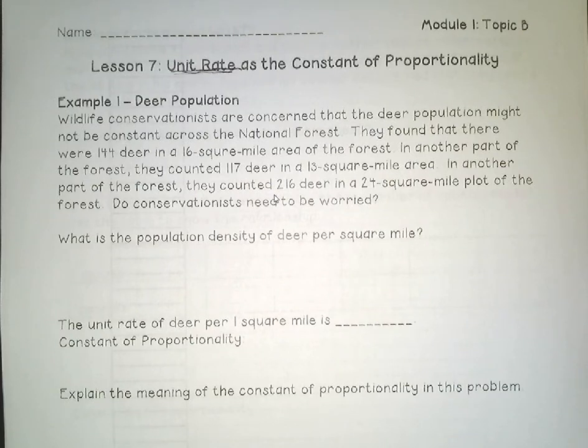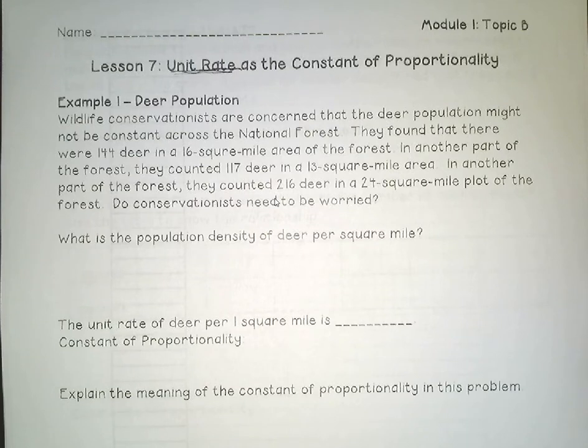Okay, so the deer population. Wildlife conservationists are concerned that the deer population might not be constant across the national forest. They found that there were 144 deer in a 16 square mile area of the forest. In another part of the forest, they counted 117 deer in a 13 square mile area. In another part, they counted 216 deer in a 24 square mile plot. Do conservationists need to be worried?